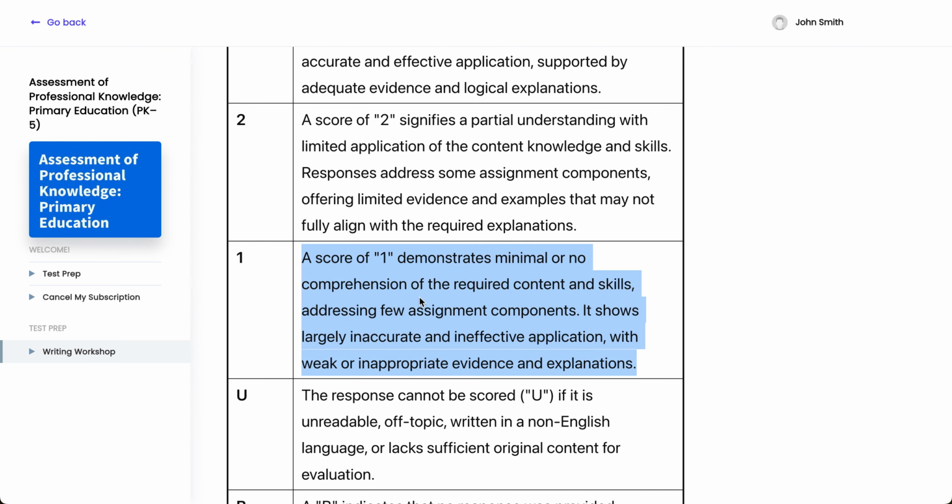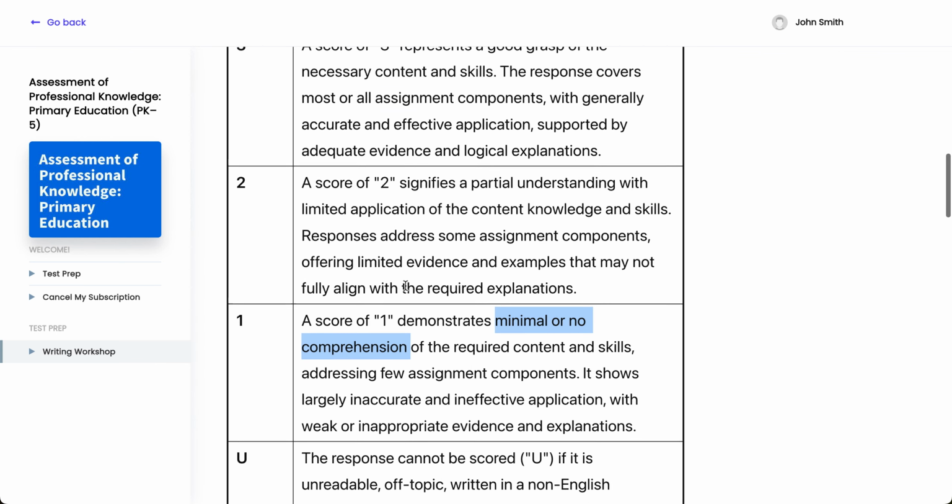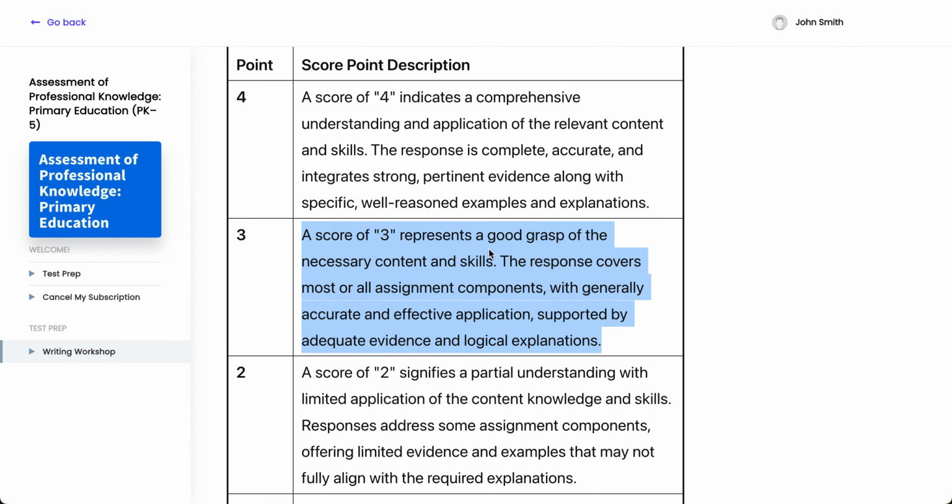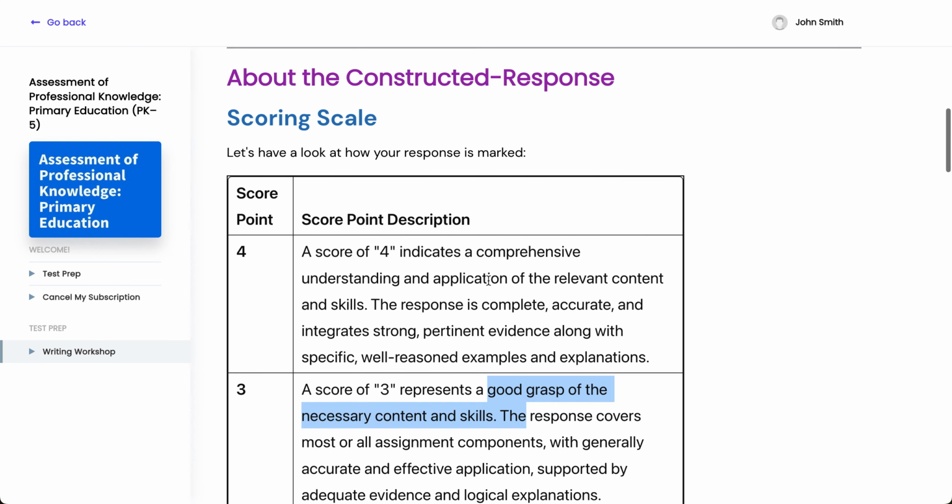Now moving on up, a score of 1 demonstrates minimal or no comprehension or understanding of the prompt that was given to you. We also don't really want that either. A score of 2 shows that you partially understood what you wrote about, and a score of 3 represents a good grasp of the skills, and that's an acceptable score.